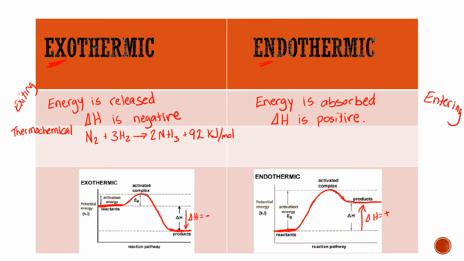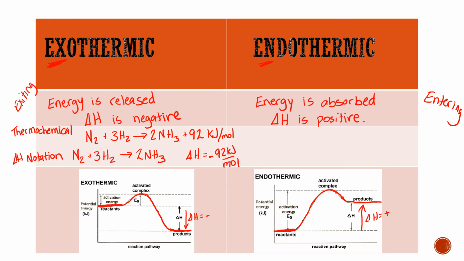The other way I can write this is in delta H notation. With delta H notation, we write our chemical reaction just like normal, and we put the energy term outside of the reaction. So there's my ammonia. And right outside the reaction, I'm going to put delta H is equal to, delta H is negative, so I'm going to put negative 92 kilojoules per mole.